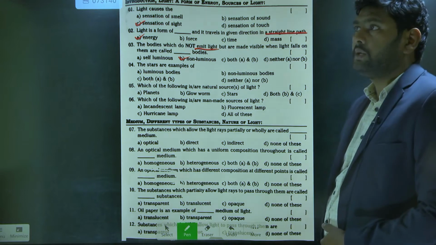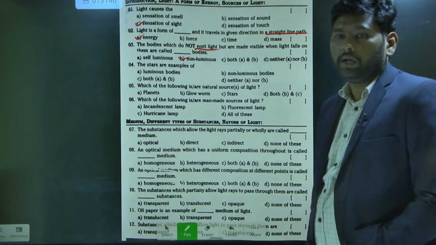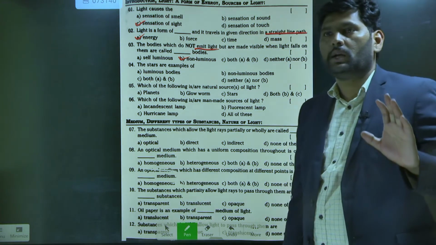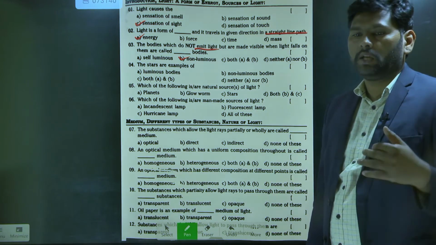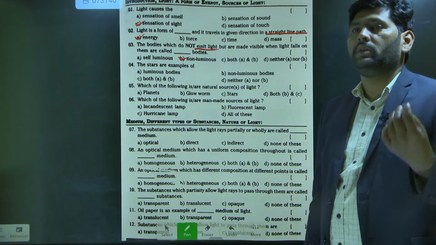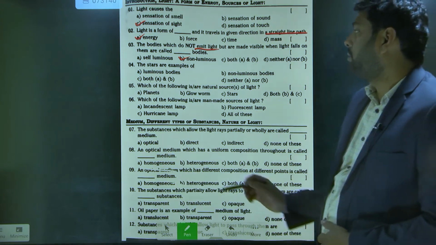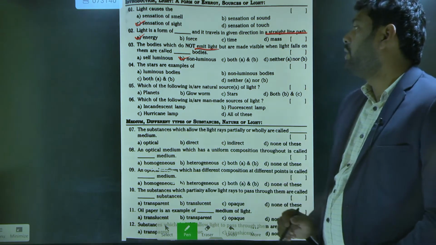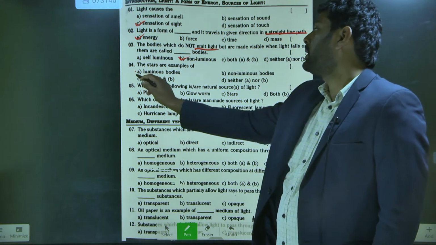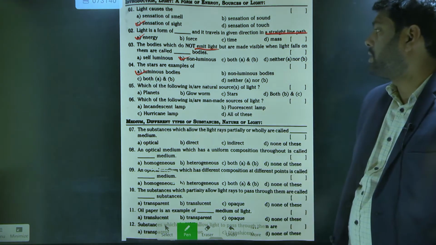Do you know what our nearest star is? Surely it is the sun. In the sun, nuclear reactions take place, so that we have the light. So what is the conclusion from here? Stars are luminous bodies, not non-luminous. So the answer is the first option.